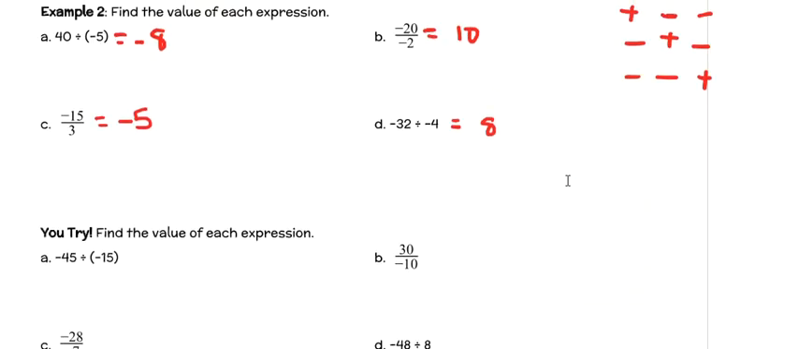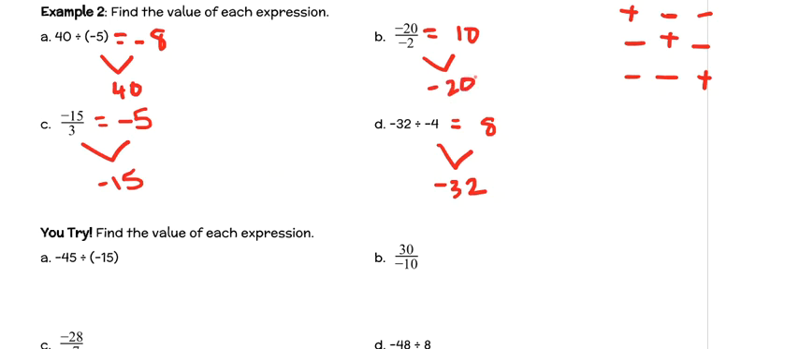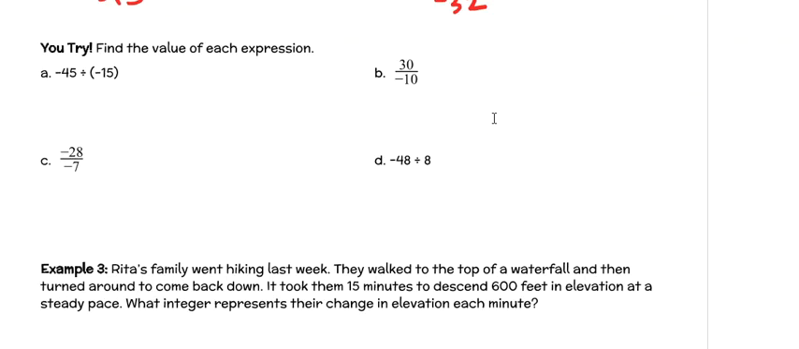You can always check your answers if you want. Just multiply these 2 numbers. Negative 4 times 8 is negative 32. You can always backtrack. This is negative 32. This is negative 15. This is 40. These 2 are negative 20. So you can check your work. Most things in math you can check if you actually have sound reasoning. How about you do these 4 you-try problems on your own, and I'll complete them and you can just check your answer.